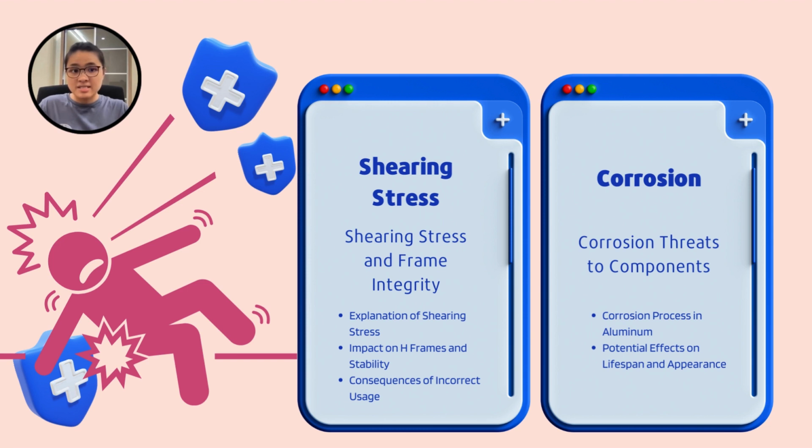In essence, shear stress jeopardizes the reciprocal walker's stability by applying undue pressure to mechanical components, leading to bending, warping, breaking, or even detachment, making the device challenging to control. And moving on, corrosion poses another threat to reciprocal walker components.